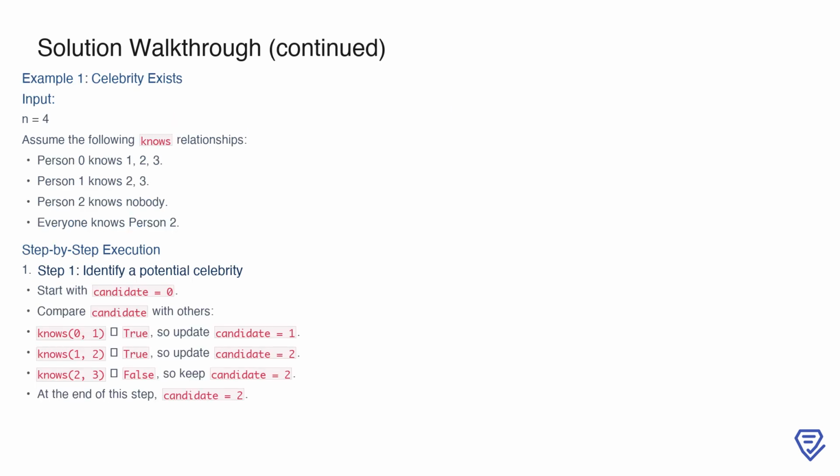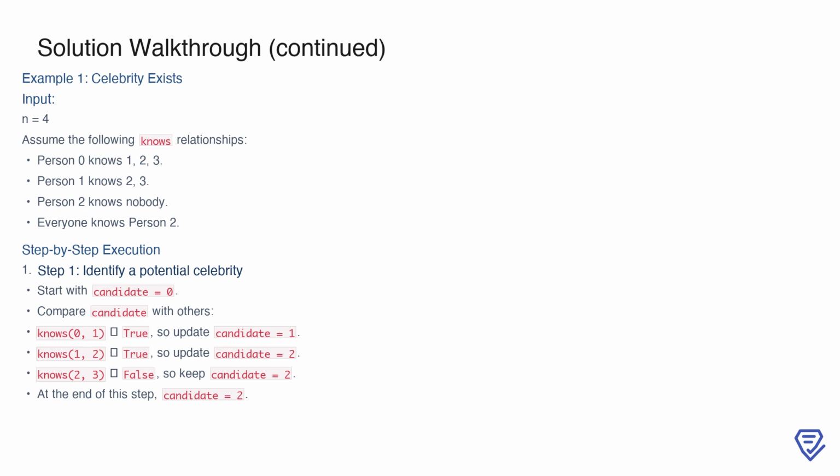Now, let's look at an example where a celebrity exists. Suppose there are 4 people at the party, and their relationships are as follows: person 0 knows persons 1, 2, and 3, person 1 knows persons 2 and 3, person 2 knows nobody, and everyone knows person 2. To identify the celebrity, we start with candidate 0.